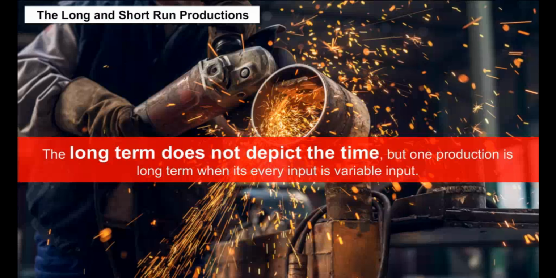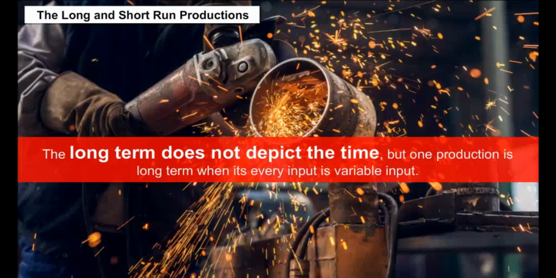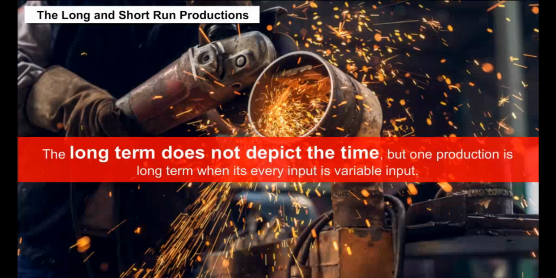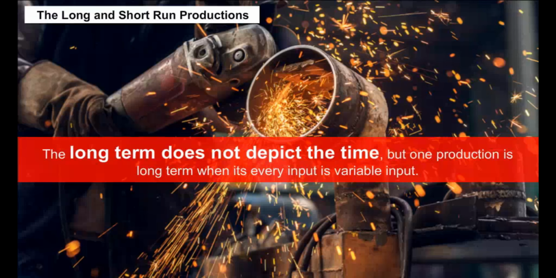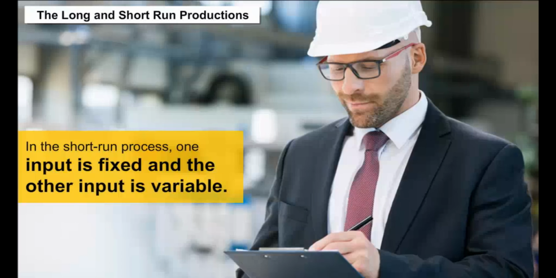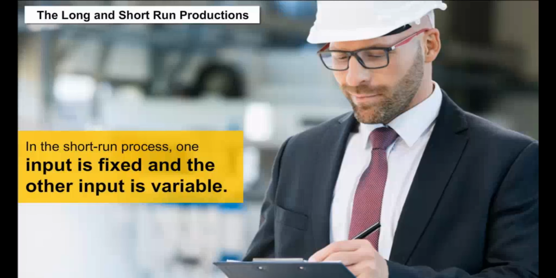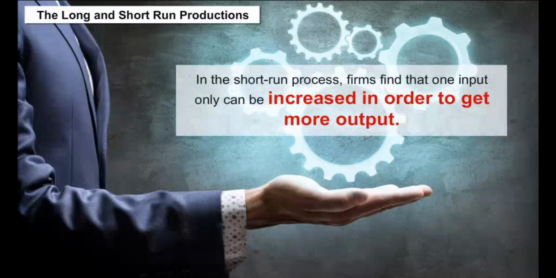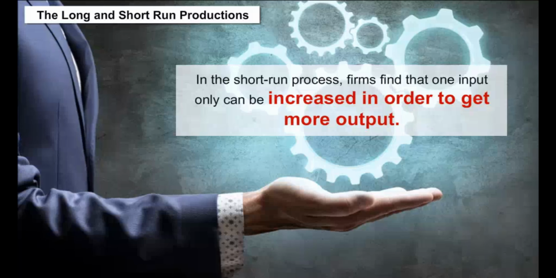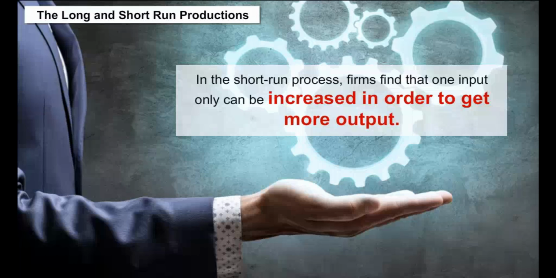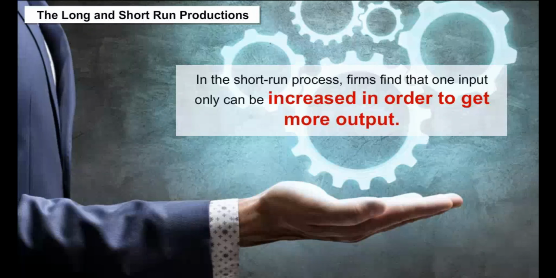The long term does not depict the time, but one production is long term when its every input is a variable input. In the short run process, one input is fixed and the other input is variable. In the short run process, firms find that one input only can be increased in order to get more output.